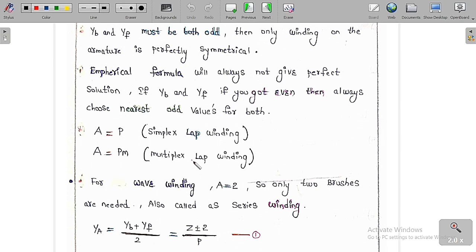The number of parallel paths in multiplex lap winding is equal to P into M. So A is equal to P into M, where A is the number of parallel paths in multiplex lap winding, P is the number of poles, and M is the multiplicity of the winding. M is equal to 1 for simplex, M is equal to 2 for duplex, M is equal to 3 for triplex, and M is equal to 4 for quadruplex.